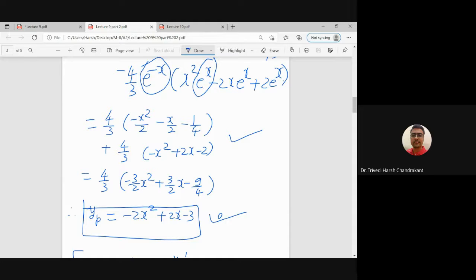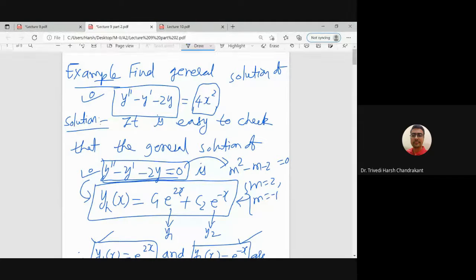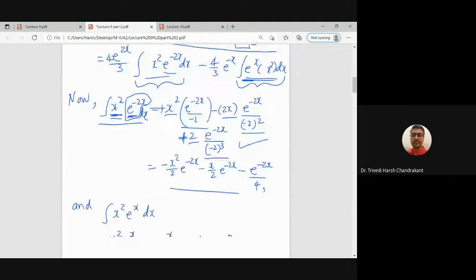Yeah, so this is a particular solution of the non-homogeneous equation. Yp is the solution of this non-homogeneous equation. So let us verify that. If Yp is a solution of this equation, it should satisfy Yp double dash minus Yp dash minus 2Yp equals 4x square.